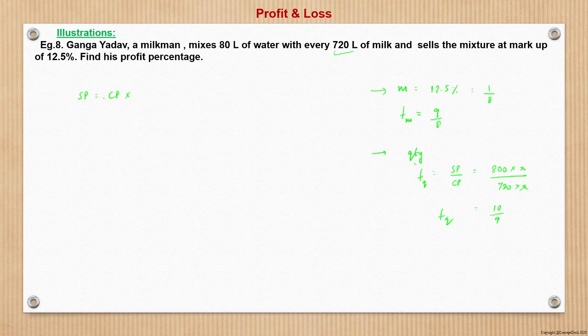So this I can write now. SP is equal to CP into the first factor, 9 by 8, and the second, 10 by 9. So here we can say SP upon CP, the net profit factor, is 9 by 8 into 10 by 9, which is 10 by 8, which we can say is 5 by 4. Therefore profit is equal to 1 by 4, which is 25%. Pretty simple one.